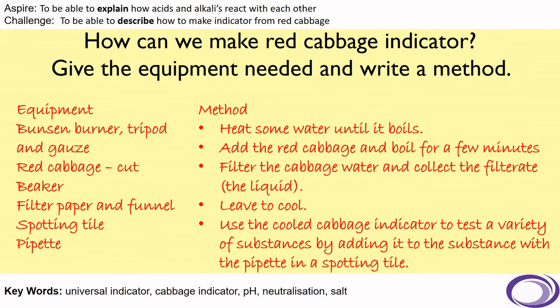Now the equipment you would use will be a Bunsen burner, tripod and gauze, red cabbage cut up, a beaker, filter paper and a funnel, a spotting tile and a pipette. That's if you were doing this in a lab.